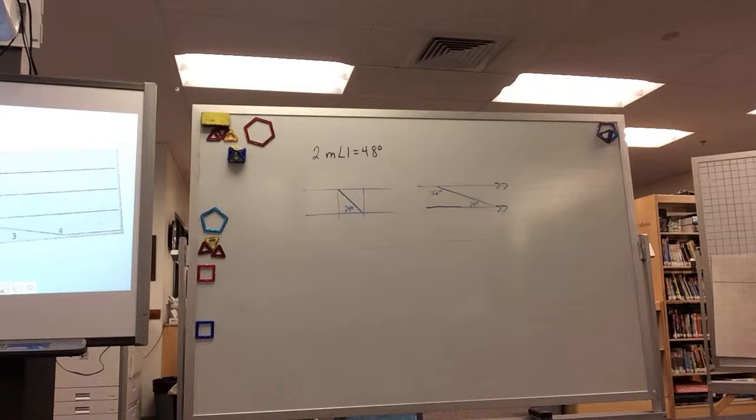They say that the measure of angle 2 is twice 3. So if 2 is 12, what does 3 have to be? 6. It's got to be 6. Okay. Now what? What else can be said? What do you think 7 should be?